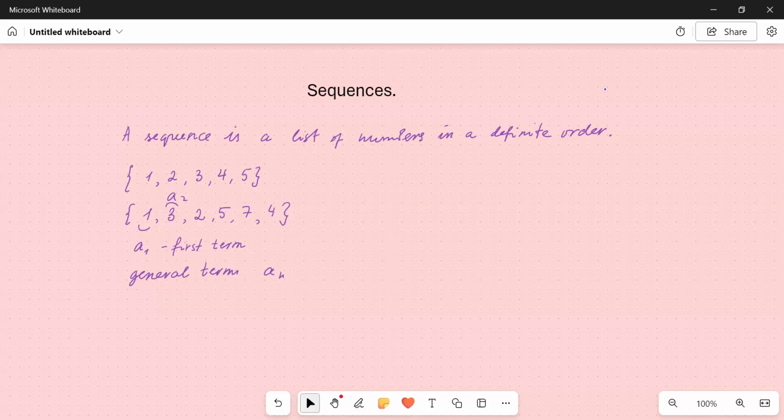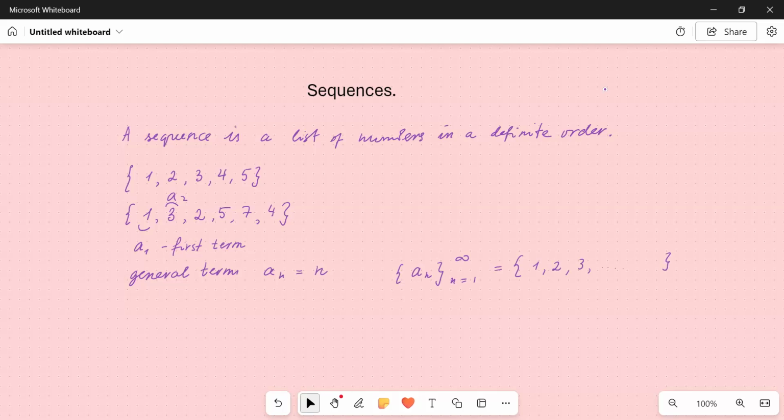Usually we set up a formula for a general term when our sequence is not limited by 5 numbers or by a finite amount of numbers. Usually we set up a general term when we deal with infinite sequences. For example, we can set a general term as an equals n. And this sequence is going to be defined from n equals 1 to infinity, and it's going to look like this: 1, 2, 3, and it's going to be an infinite sequence. An infinite sequence has an infinite amount of terms. So actually for every term you have a next one.